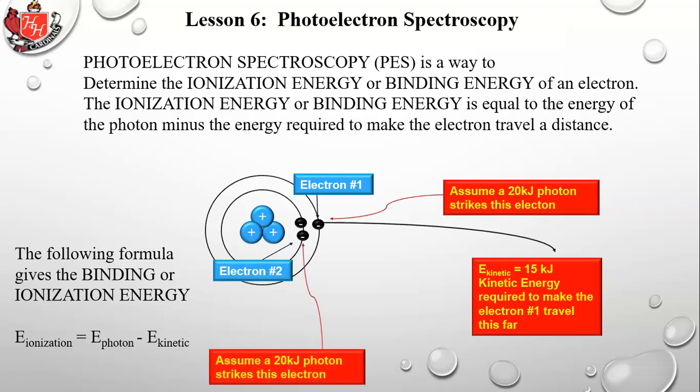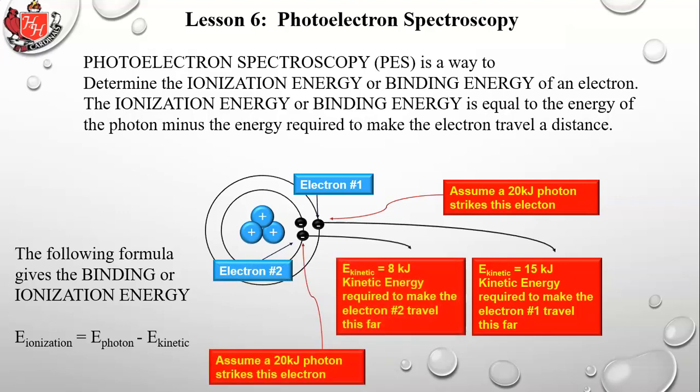Okay, we're not going to do electron number 2 yet, but what does that mean? Well, actually we are going to do electron number 2. So now we're going to do the same thing with electron number 2, after electron number 1 has already flown off into space. We'll hit it with a 20 kilojoule photon, and remember that inner electron is held tighter. It's closer to the nucleus, so it's going to take more energy to pull it away from the lithium atom. And so let's say that electron number 2 flies off with 8 kilojoules of energy.